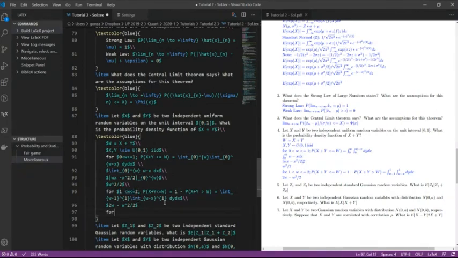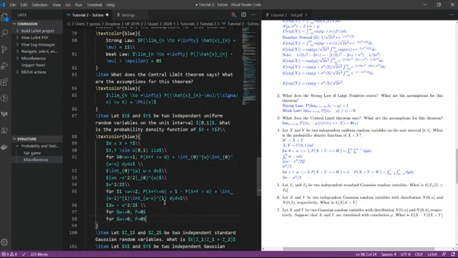We need to do the other ones, right? For w less than or equal to 0, what is the probability? 0, correct. Then for w greater than 2, yeah, the probability is 1.